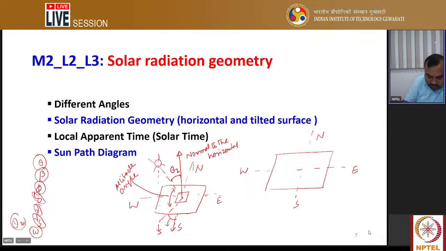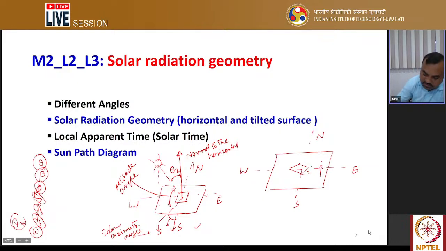And this is due south. And this is the solar azimuth angle. Fine. So this is the case for a horizontal surface. If we consider a tilted surface, then what will happen? If we make something like this, this is beta, okay?